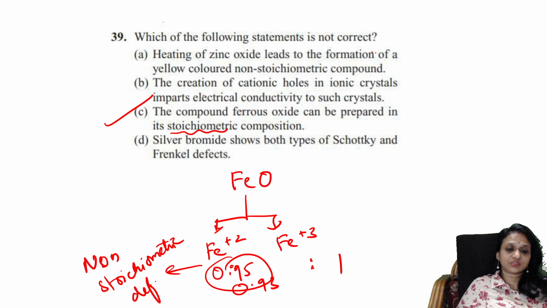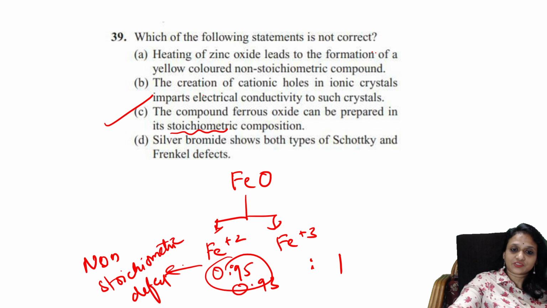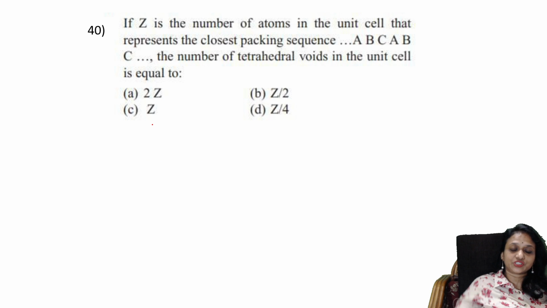Non-stoichiometric defect. Remember that. Okay? So they have given the wrong option here. I have marked question number 40. If Z is the number of atoms in the unit cell that represents the closest packing sequence ABC, the number of tetrahedral voids is how many?